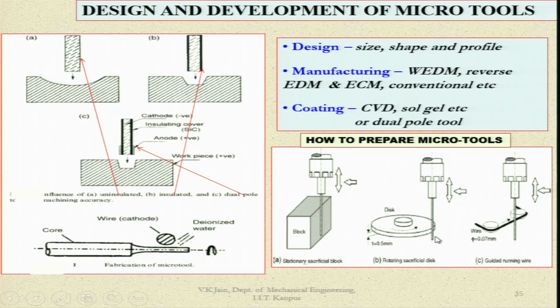This is again a micro tool being prepared, moving up and down and rotating, and this is the disc which is again electrically conducting. You can use EDM process for this, and the thickness of this disc is 0.5 millimeter, that is 500 micrometer, or you can use wire EDM process or wire ECM process. This is the micro tool being prepared, and you can have either dielectric or electrolyte depending upon which process you are going to use.